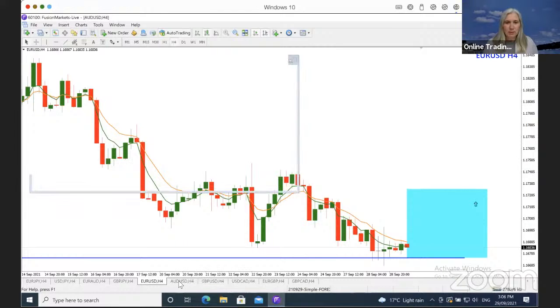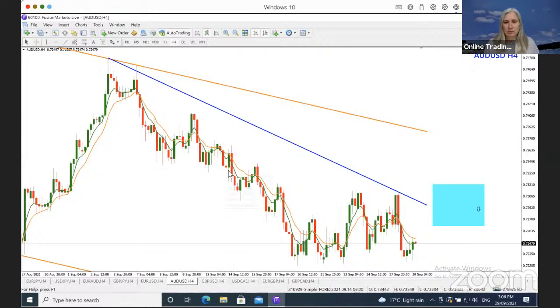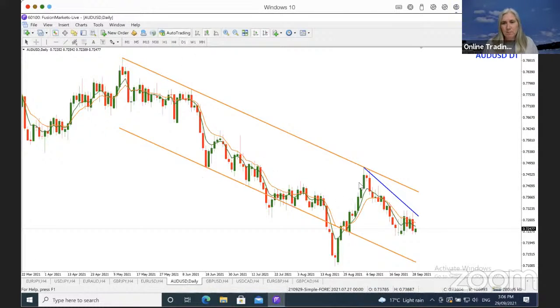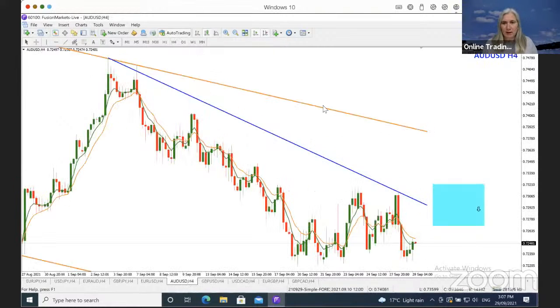Next currency pair I'm looking at is AUD USD. AUD USD, I'm looking for short. In terms of the weekly, I'm looking at the channel going downwards. In terms of the daily, we've already had quite a bit of a drop, so there's probably some price action going sideways now, people taking profits. So let's see where it goes from there.